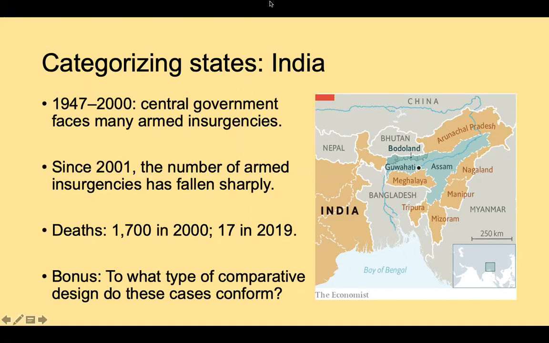What type of comparative design does this set of cases conform to? Time 1 and time 2. Any takers?